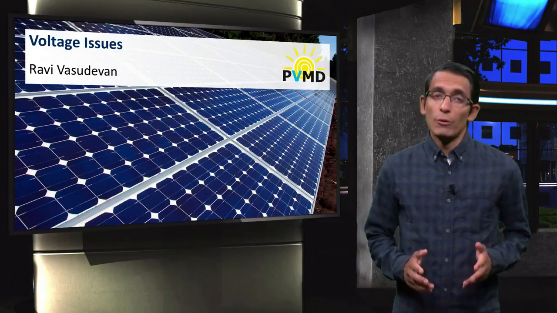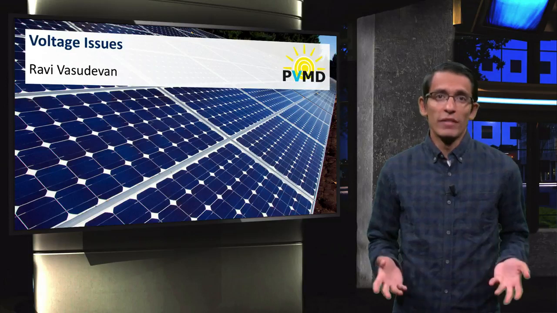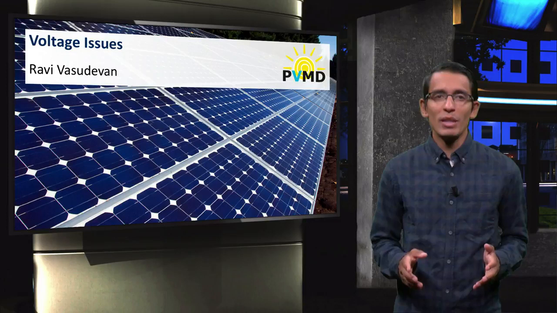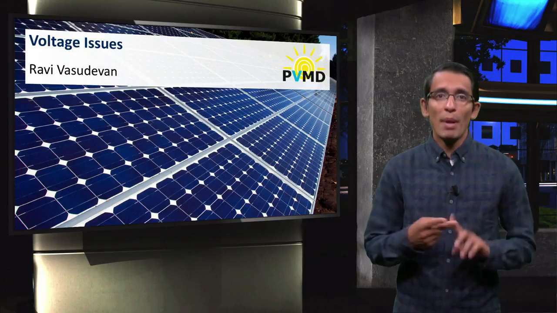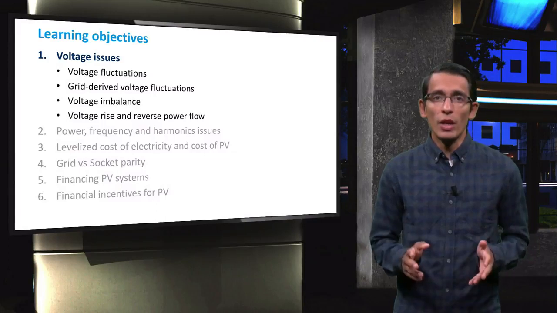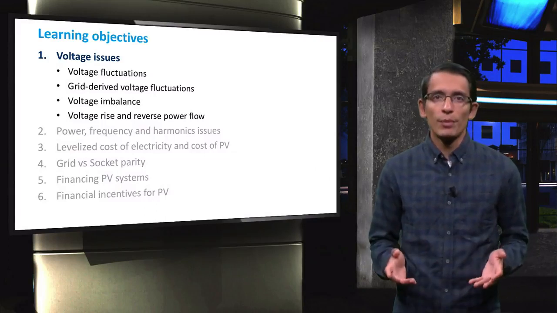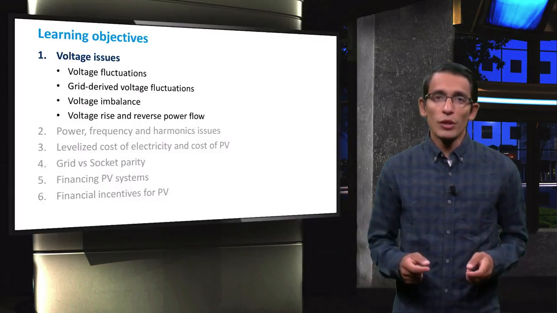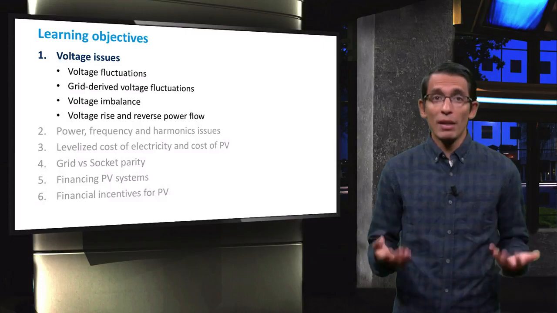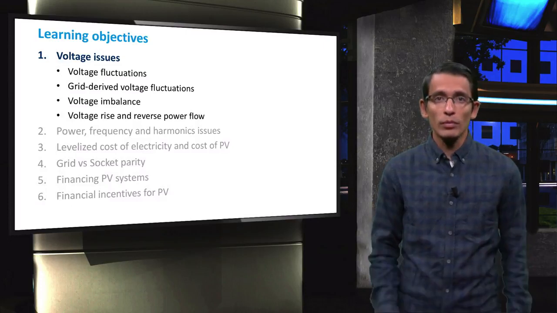As we have seen in the introduction video, connecting an intermittent power supply, such as PV, to the grid will cause some issues. The issues can be divided into voltage issues, power issues, and frequency issues. In this video, I will discuss how adding PV to a grid can affect the voltage. This will include voltage fluctuations, grid-derived voltage fluctuations, voltage imbalance, voltage rise, and reverse power flow.